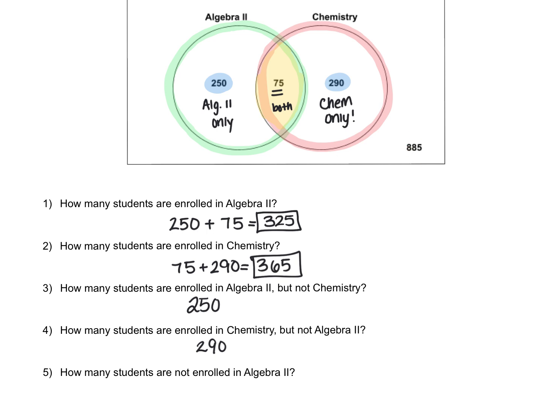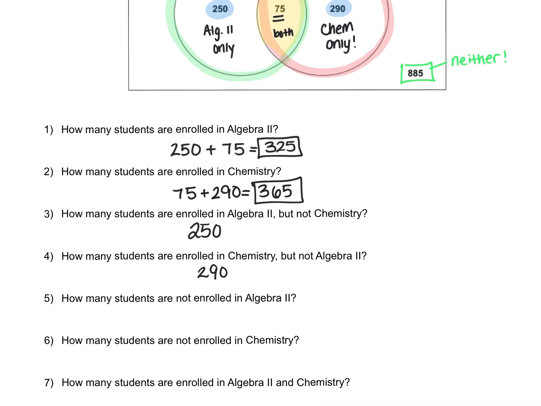This is outside both of the circles. So actually, this 885 is neither. These are the amount of students that aren't enrolled in chemistry or Algebra 2. So if I answer this question, how many students are not enrolled in algebra? It's everything that's not in this circle. So the 290 plus the 885. So we can go ahead and do that. So 290 plus 885. Now if you add those together, you should get 1,175.